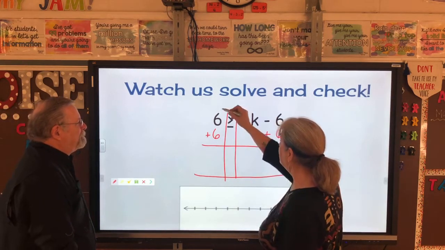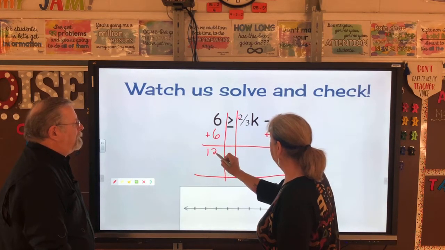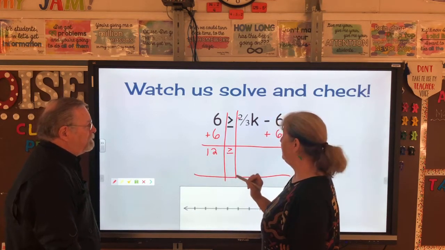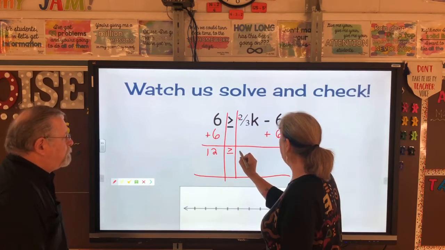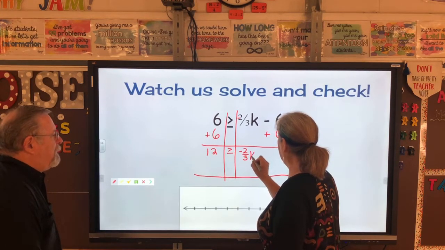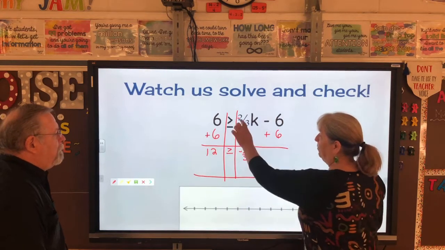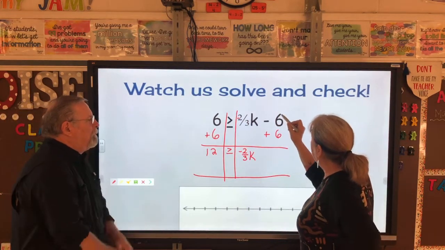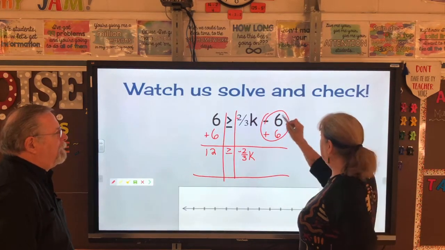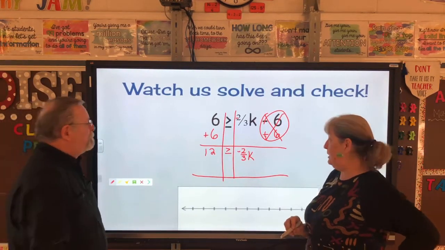All right, so 6 plus 6 is 12. I'm going to keep my greater than or equal to, since I haven't done anything to make that move. I'm going to rewrite this a little better. Yeah, that's a better way to do it. It's hard to do on the computer, and we forgot that negative sign. And then if you have a negative 6 plus a 6, they cancel each other out.